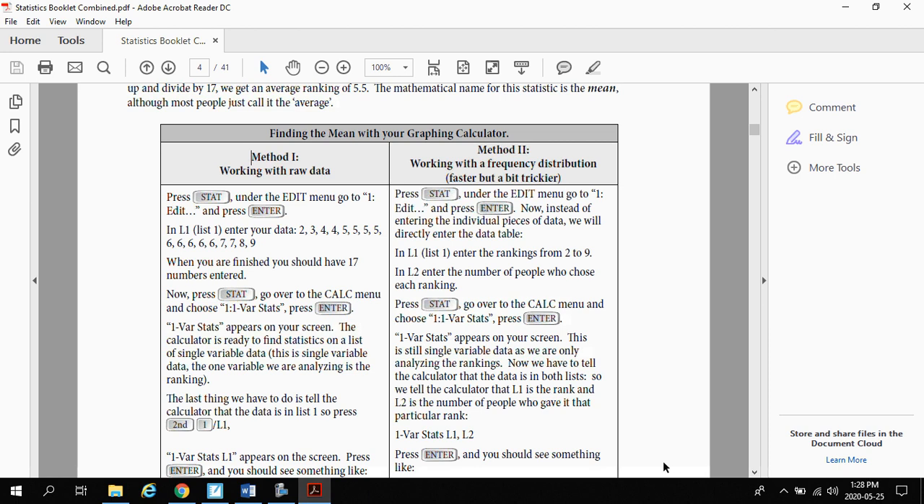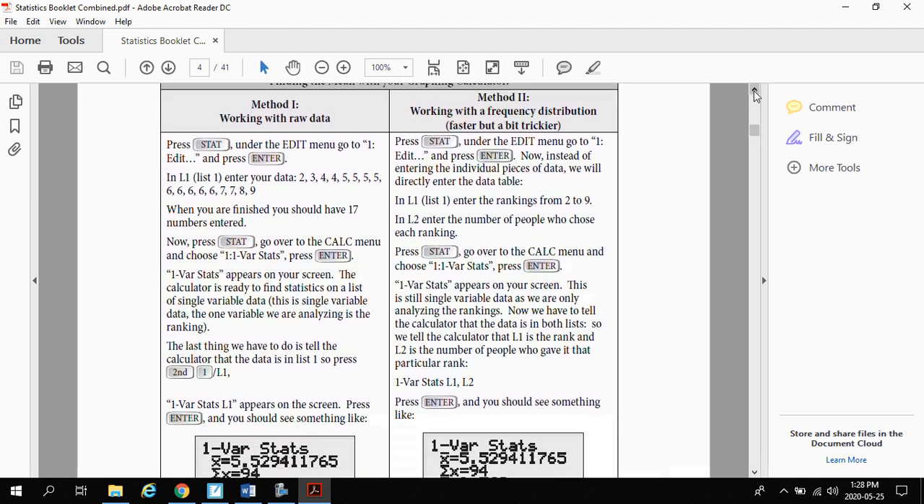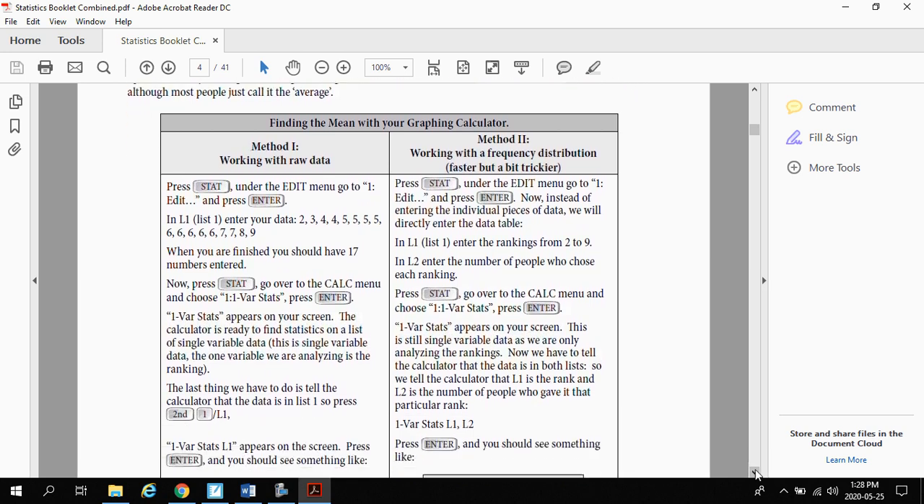So I'd say for now, let's start with method one. So working with the raw data. And what the raw data is this piece of information. So from this 2 to the 9, that's our raw data right now. We'll talk about method 2 in a little bit. That's using the table from the previous page.